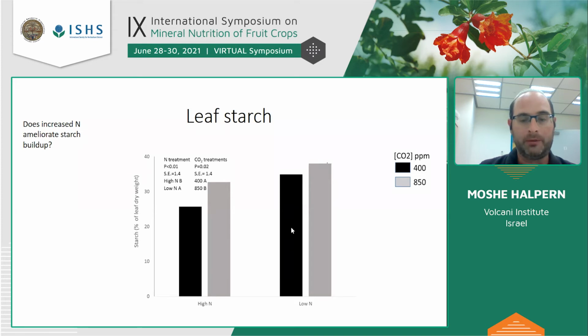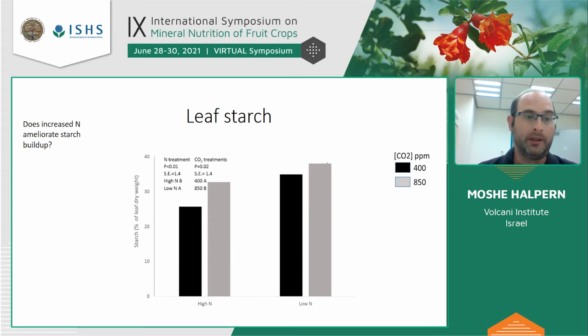You notice that it happens more in the low nitrogen than in the high nitrogen. But it happens in both of them. But in the end, the absolute value of starch is always higher in the low nitrogen than in the high nitrogen, even if you add in the carbon dioxide.